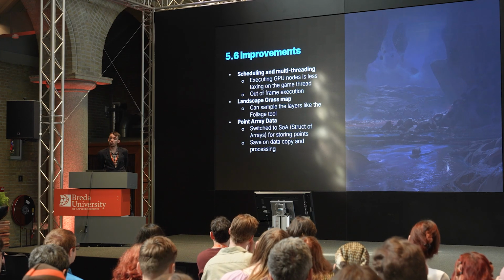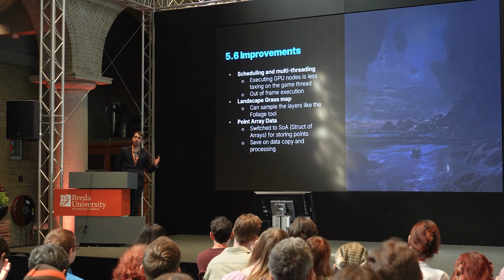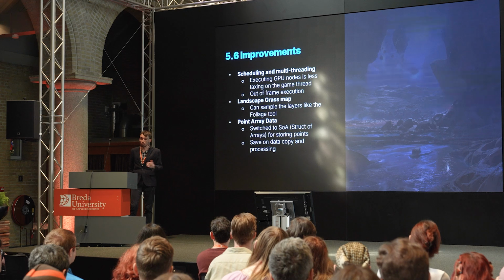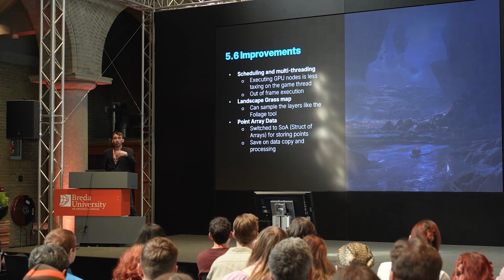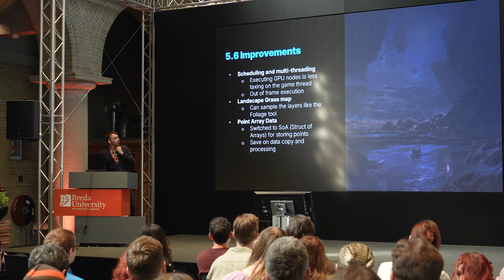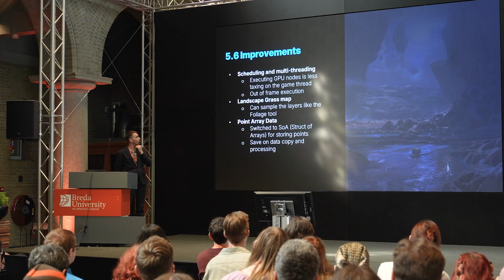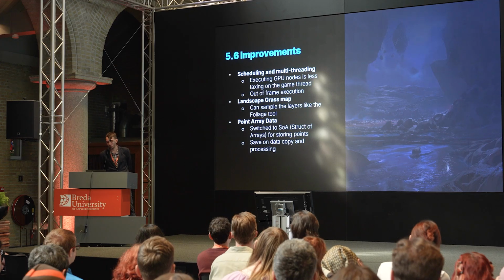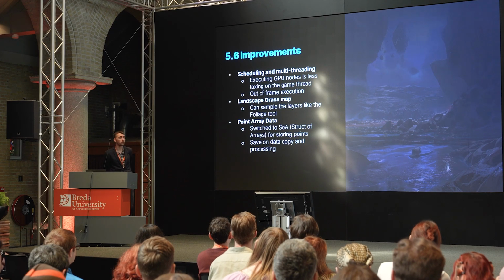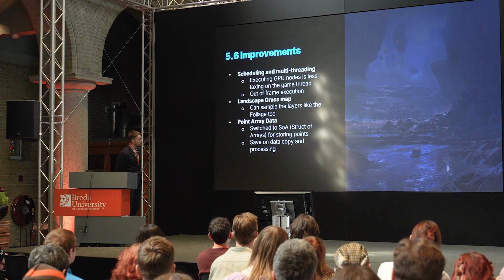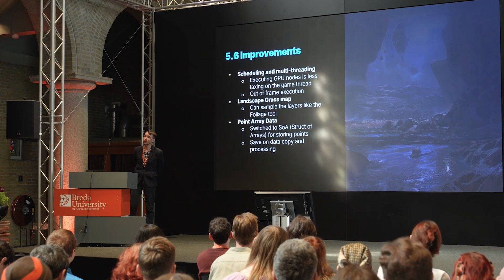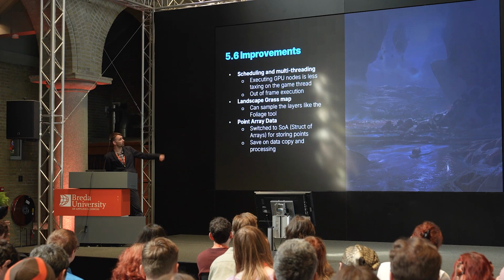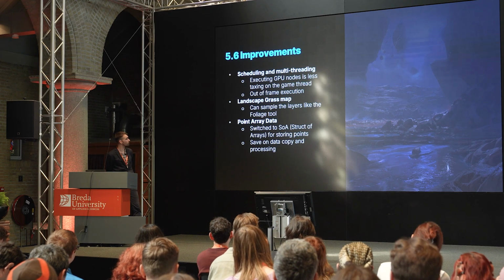Also, we have out-of-frame execution. So when you have nodes that can be executed outside of the game thread, like sampling the landscape, you don't have to be on the main thread for that, and you don't have to wait for the main thread to tell you, oh, okay, you can go. No, you can just let it run, and then we just get the result back. We'll also have support for the landscape grass map, and this will make the GPU nodes able to sample the landscape grass map. This will bring us close to what the foliage tool is doing, and so we'll be able to try to have the sampling directly on the GPU.